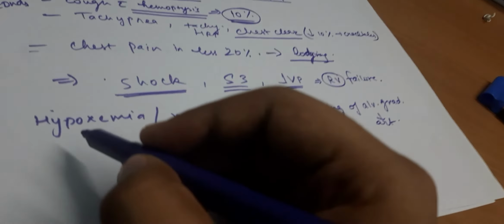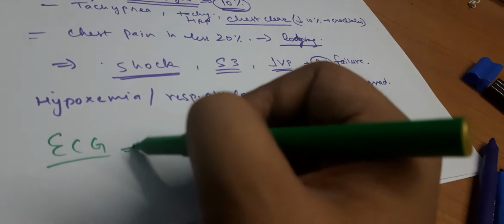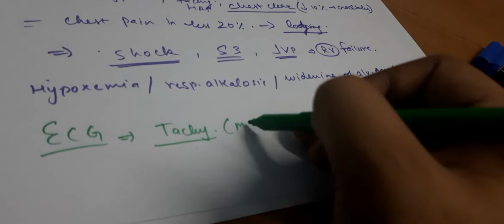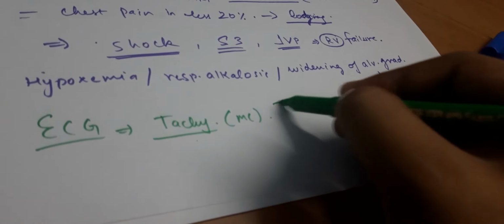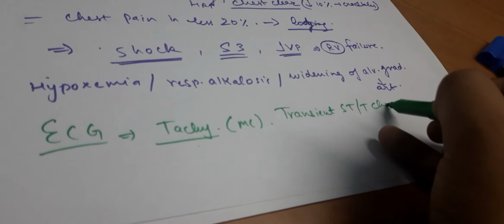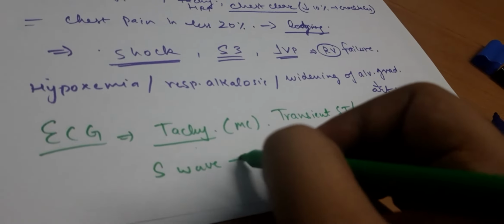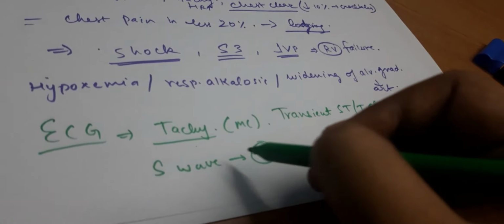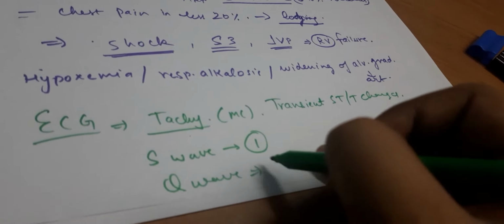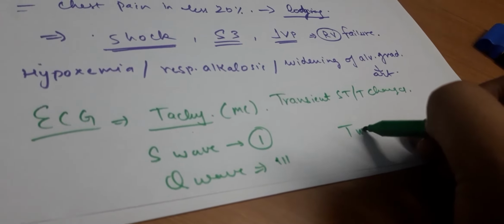Now we'll come to the ECG findings of this patient. In the ECG findings, very important is tachycardia, which is the most common finding in these patients, and there are transient ST-T changes. S wave you can see in lead 1. Q wave changes can be seen in lead 3, and T wave inversion could be seen in lead 3.